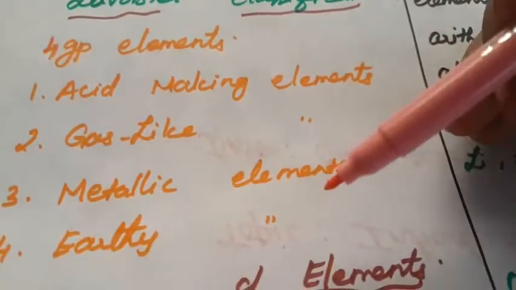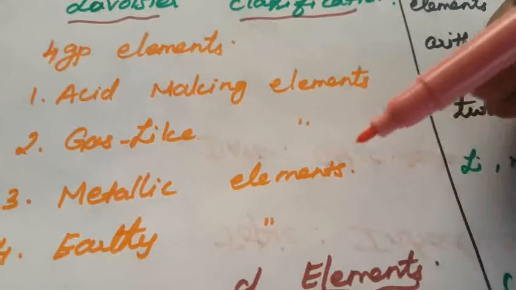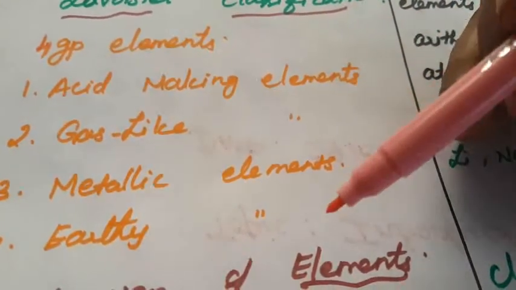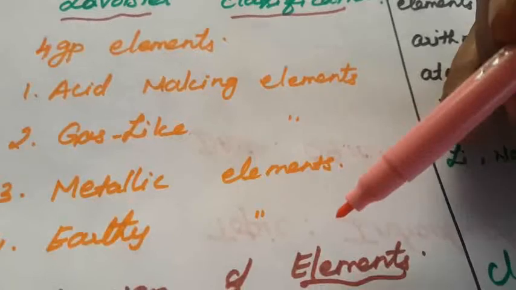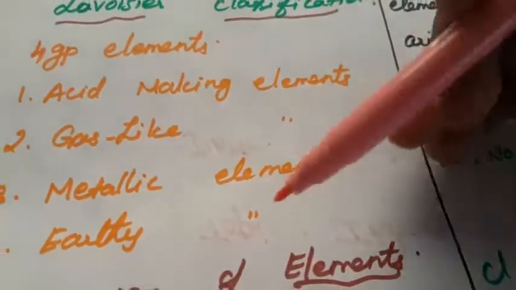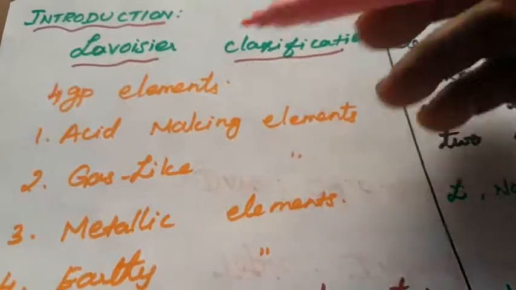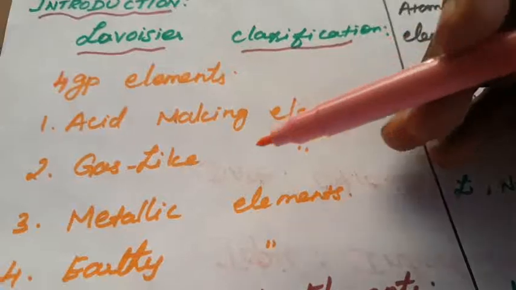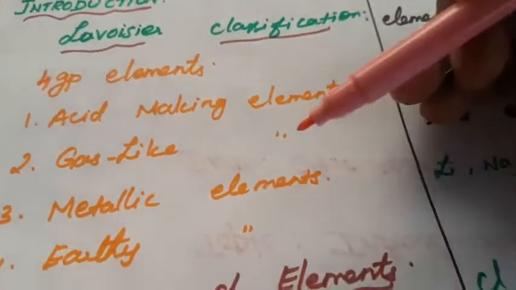And another one is earthy elements. What is meant by earthy elements? Those most abundant in the earth's crust are called earthy elements. What are the elements present? That is calcium, magnesium, barium, aluminium, silicon. These are the earthy elements. So this is the first classification, the Lavoisier classification. He classified only 4 groups of elements: acid making elements, gas like elements, metallic elements and earthy elements.